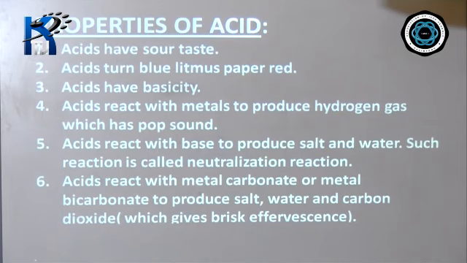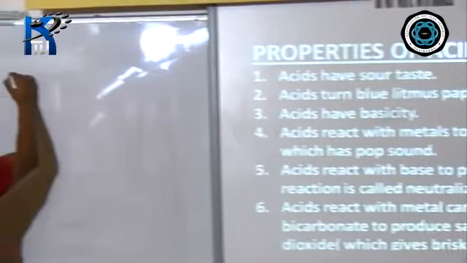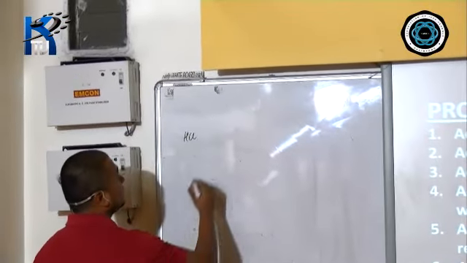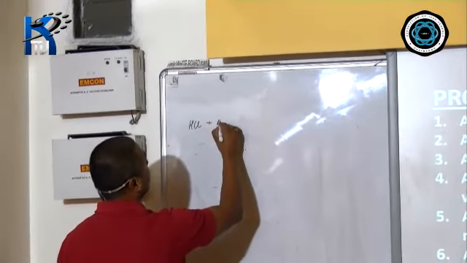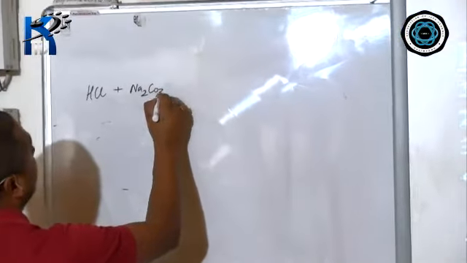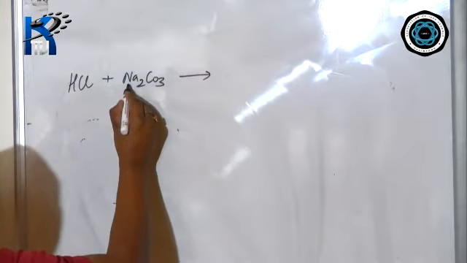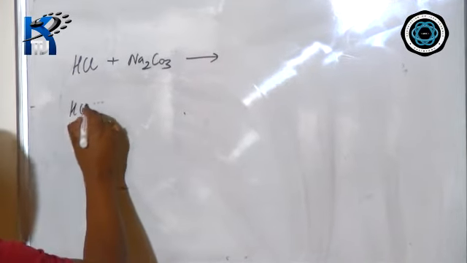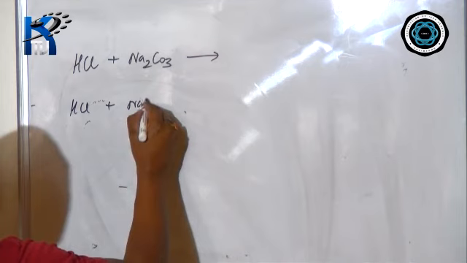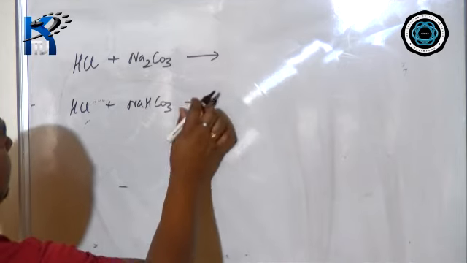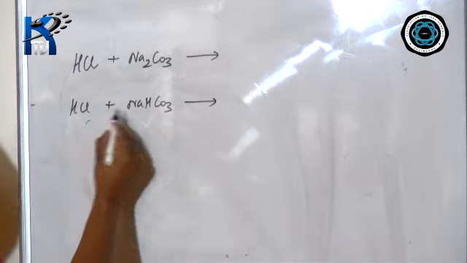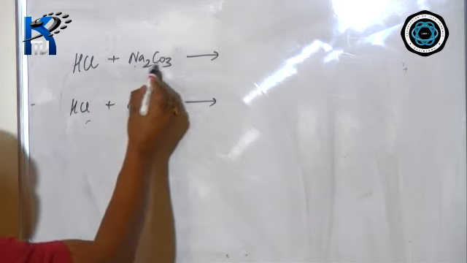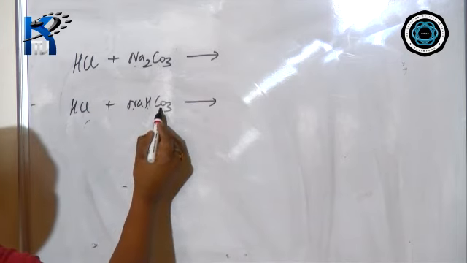Effervescence. Now let us see how to explain this part. Look here: this is your acid, hydrochloric acid, reacting with metal carbonate. The metal carbonate I have taken here is sodium carbonate. Even acid reacts with metal bicarbonate. So this is metal carbonate, this is metal bicarbonate.